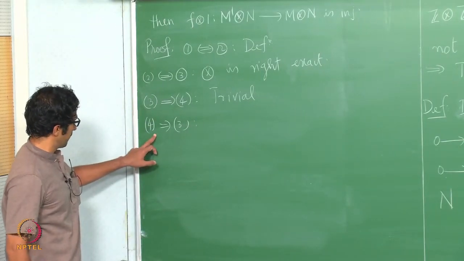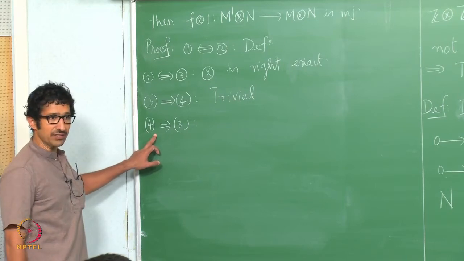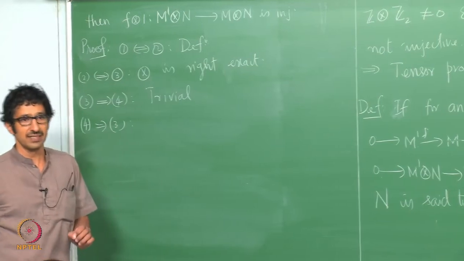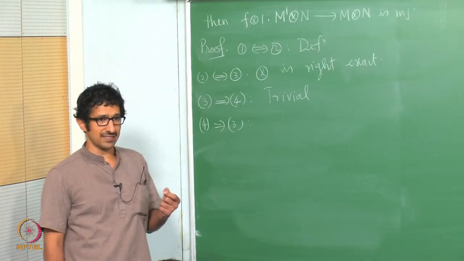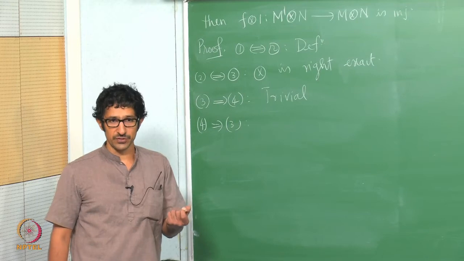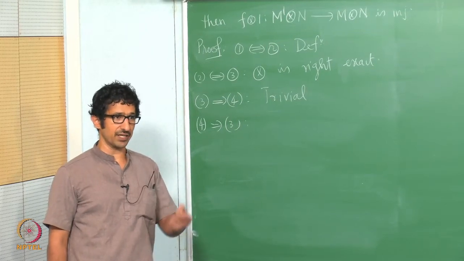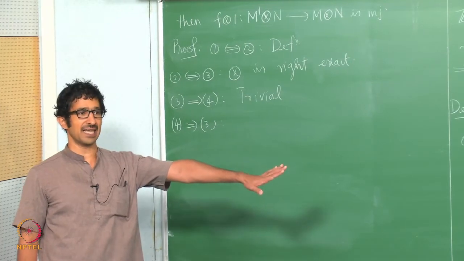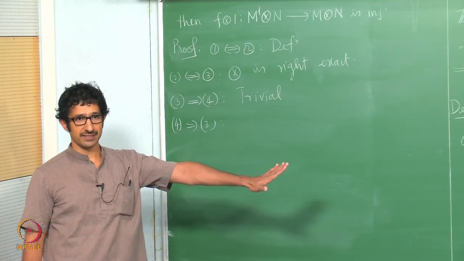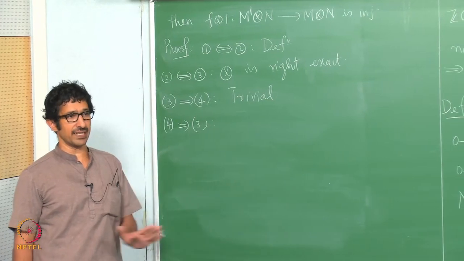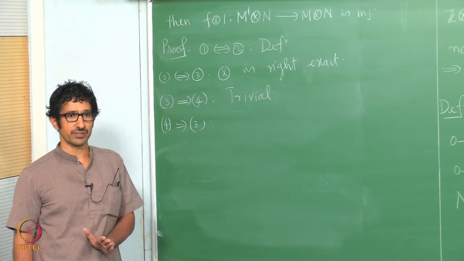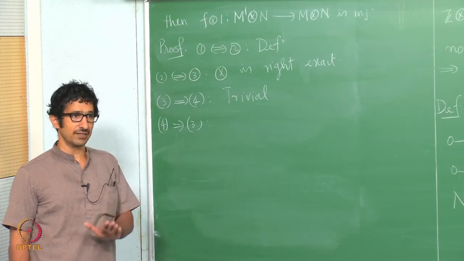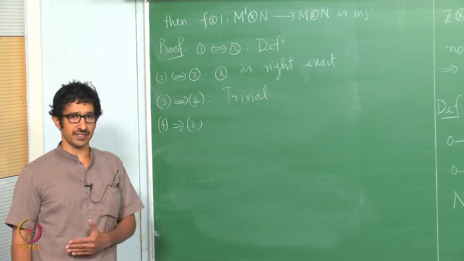Now, to say 4 implies 3, we need to say that the fourth statement says that you only need to check the left exactness for finitely generated modules. Within the category of finitely generated modules, if the tensor product is left exact, then the module is flat. By definition, you need to check in the category of A modules, but the fourth statement says that you only need to check within the category of finitely generated A modules.